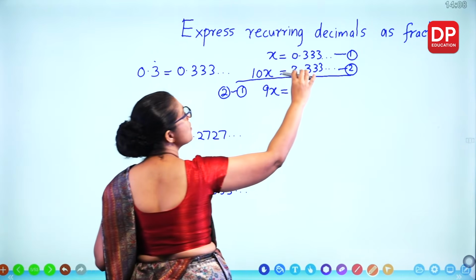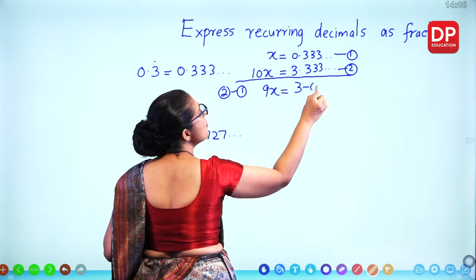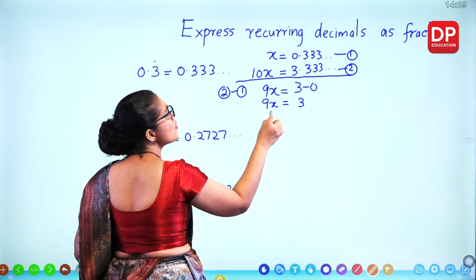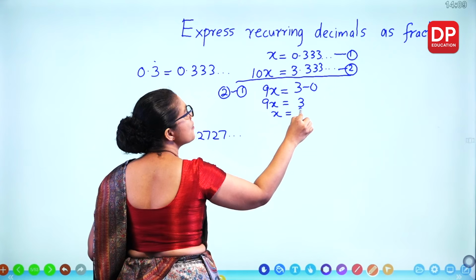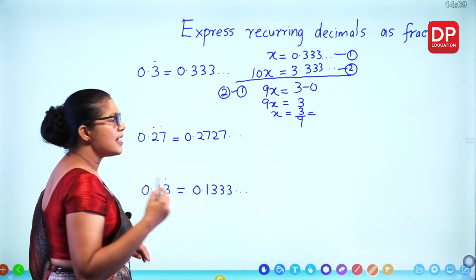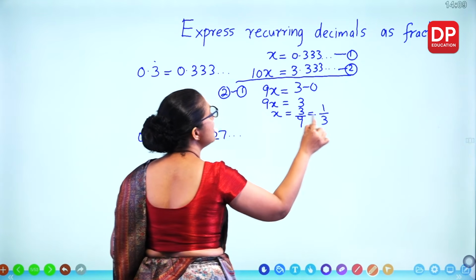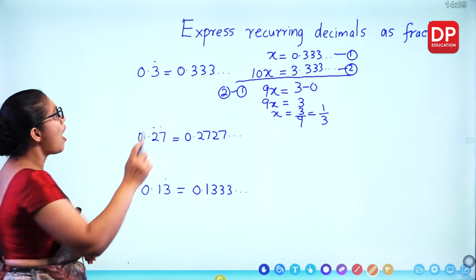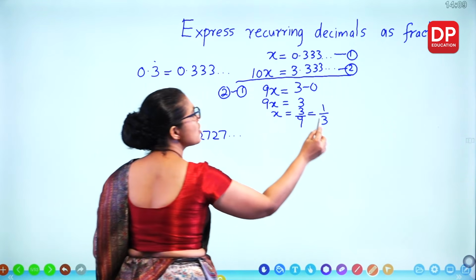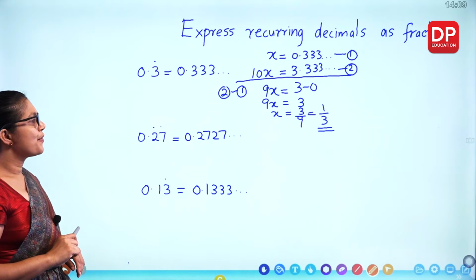So here when you subtract, what happens? 3 minus 0, you get 3. So 9x is 3. So what is x? 3 divided by 9. You can simplify further. You can divide by 3 and write 1 over 3. So how can we write 0.3 recurring as a fraction? So the fraction is 1 over 3.